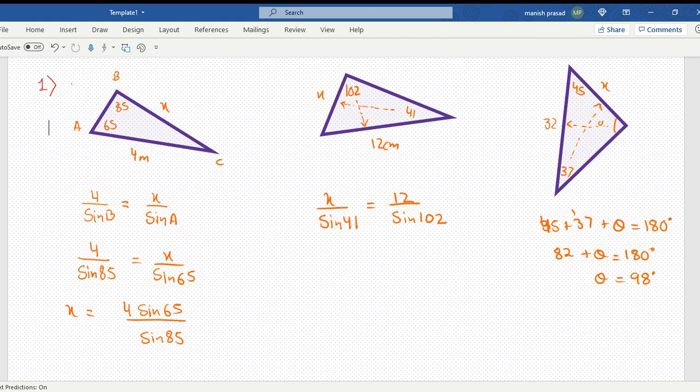The angle becomes how much? 98. So 32 upon sine 98 is equal to X upon sine 37. Okay. So we can do it now.